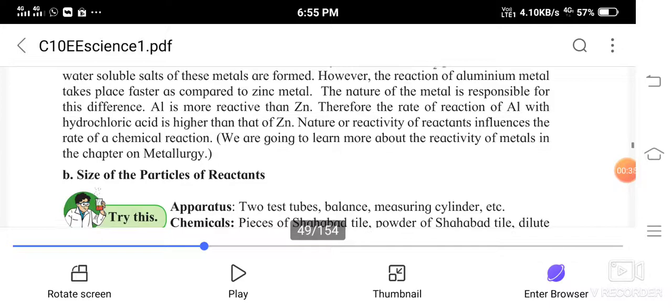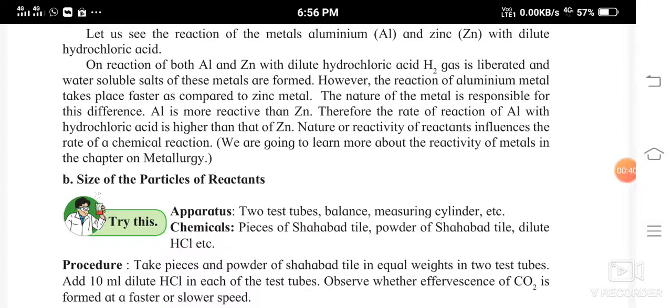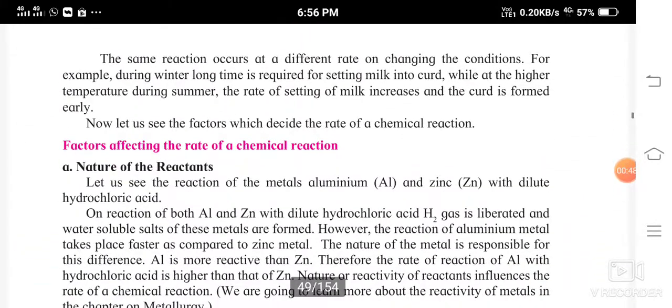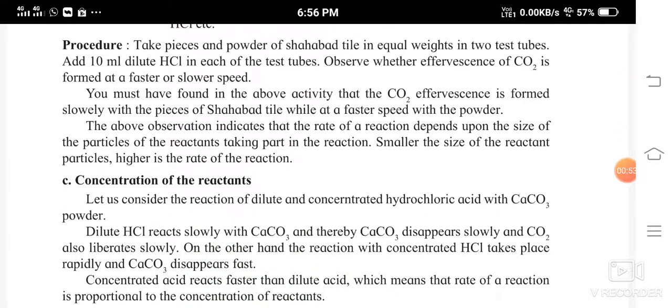Now, in those 5, we understood nature of the reactants and size of the particles of reactants, how these two are going to affect the reaction. That is how it is going to affect the rate of a chemical reaction. Now, let us study and understand the third one, that is concentration of the reactants. So how is this factor going to affect the speed of the reaction, the rate of the reaction?